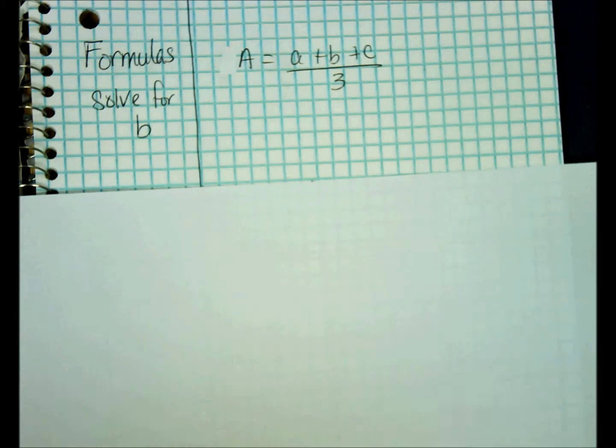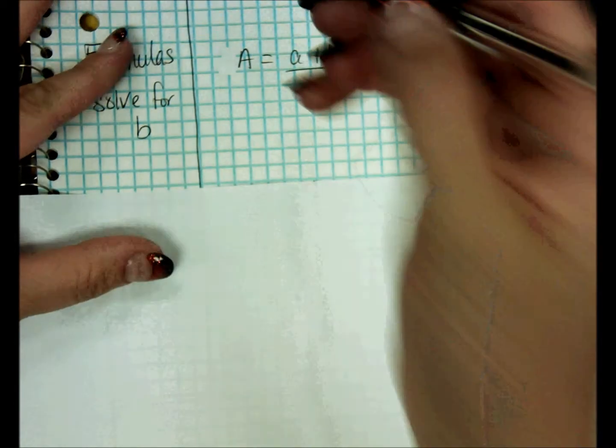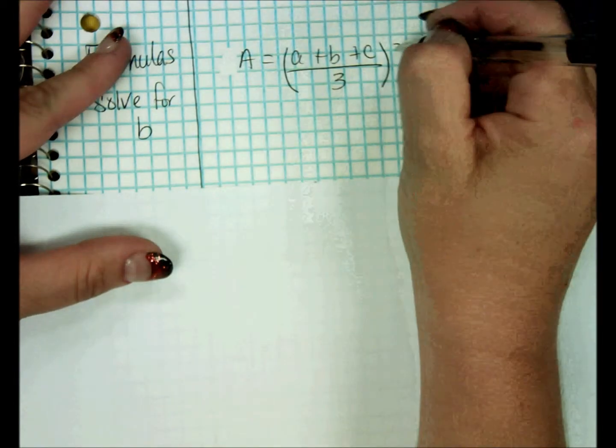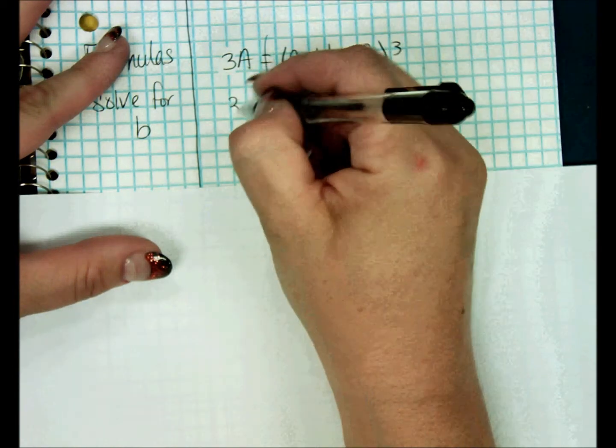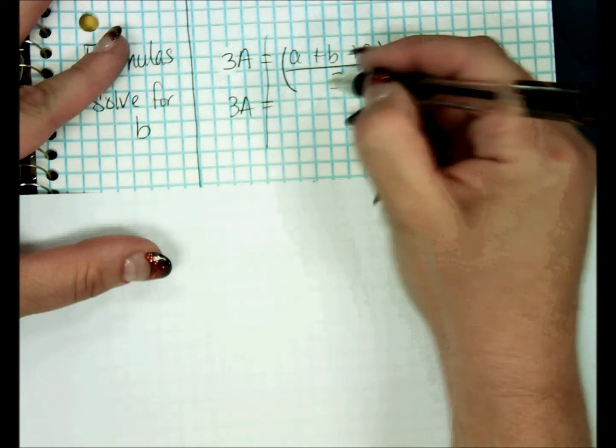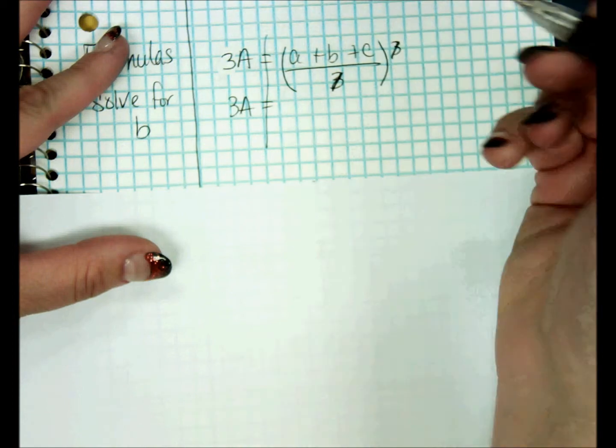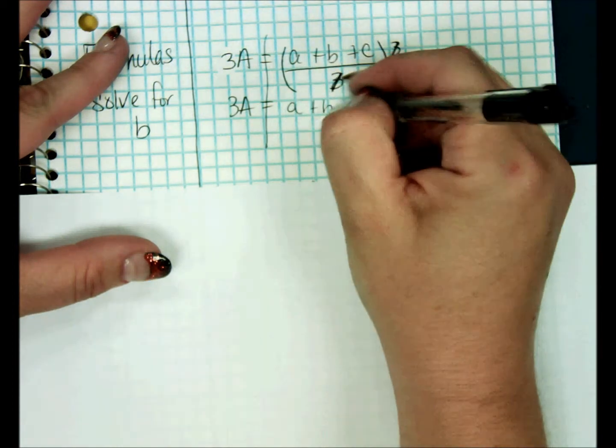Now, when you did the section on formulas, they weren't actually trying to get you to use the formula, they just wanted you to manipulate the formula. So this one wants you to get the b by itself. So the first thing we're going to do is get rid of that 3, because that 3 is getting in the way. On this side, we have 3a, and on this side, 3 divided by 3 is 1, so I'm left with a plus b plus c.